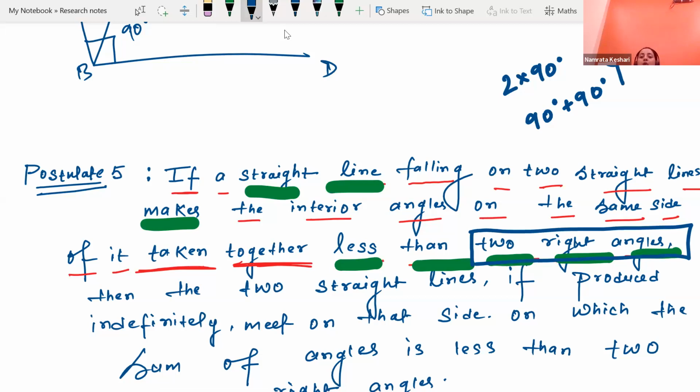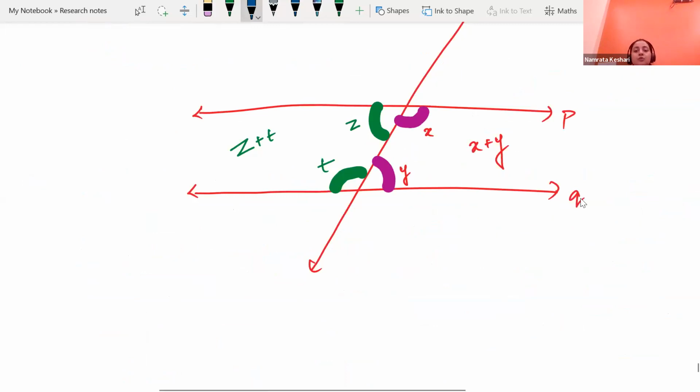Now let's read it from the very beginning till here. If a straight line falling on two straight lines makes the interior angles on the same side of it, taken together, less than 2 right angles, that means less than 180 degrees, then what? Let's read it.